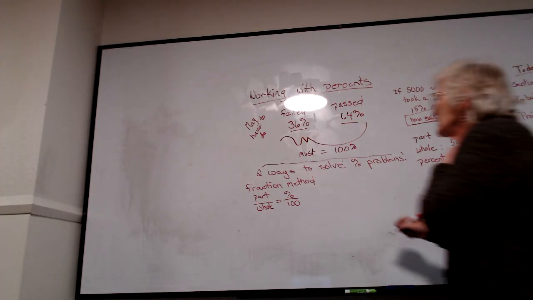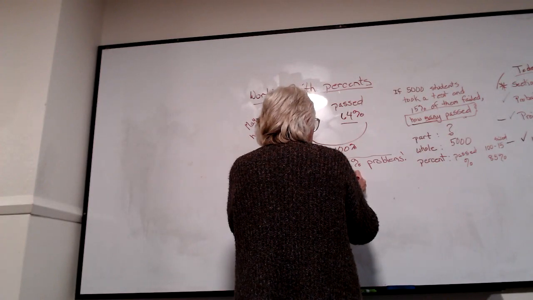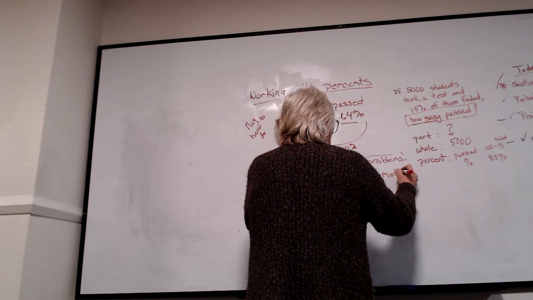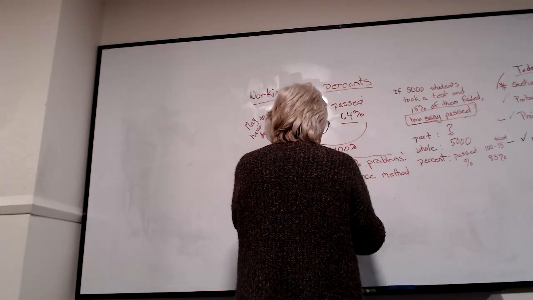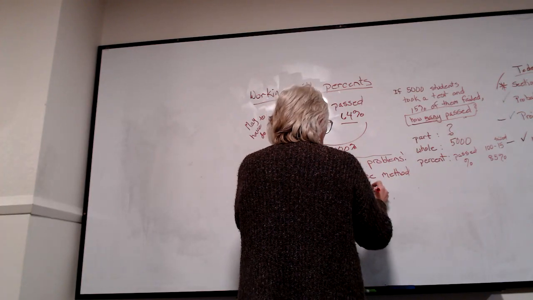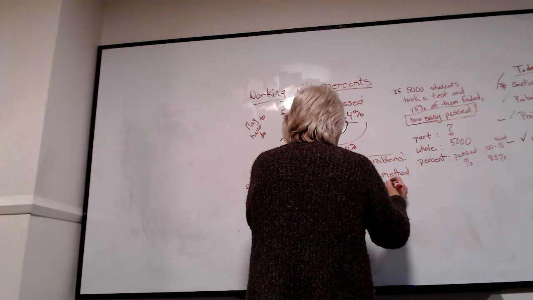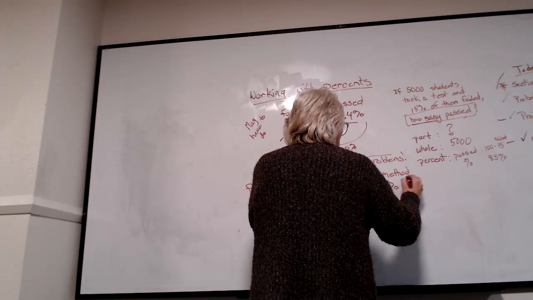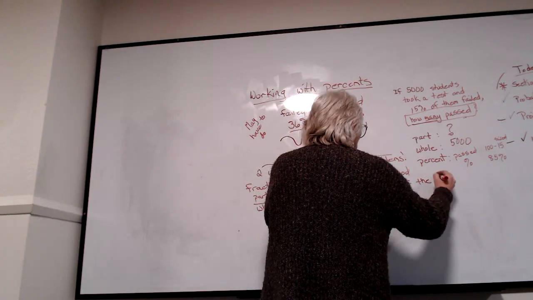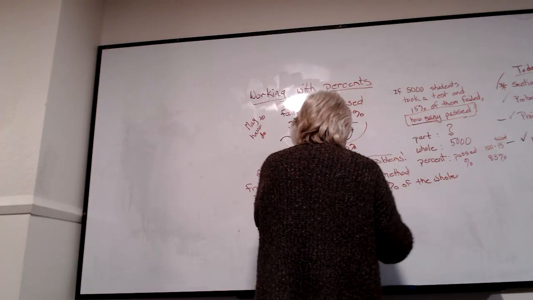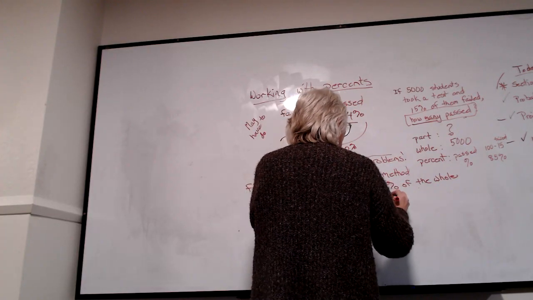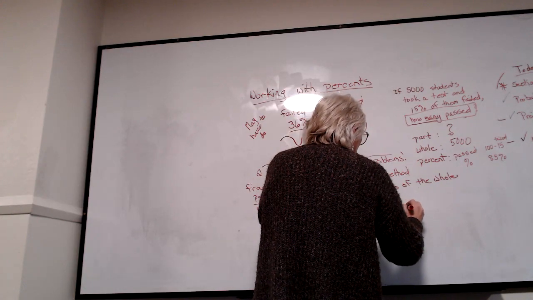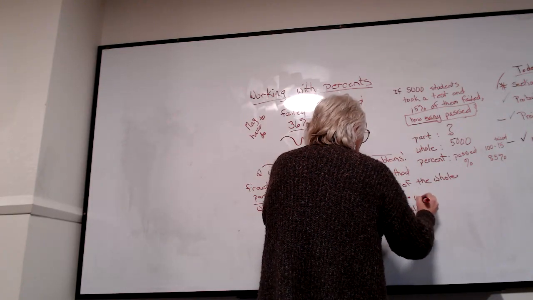Then there's the sentence method. And what that is: the part is what percent of the whole. And what we get here is this: P equals the percent as a decimal times the whole.